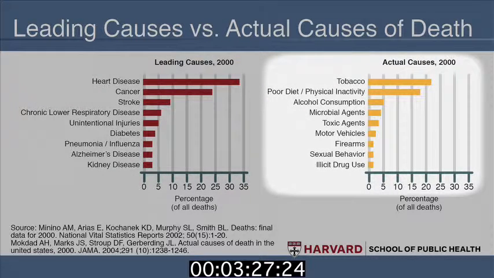But then if you look at the right-hand column, what you see is the actual causes of death as defined by public health folks. People die of heart disease and people die of cancer, but what are they really dying of? What are they doing that's making them get heart disease and cancer? Well, they're smoking, they're eating very bad diets, they're not engaged in physical activity, they're drinking too much, they're engaging with firearms, they're engaging in illicit drug use.